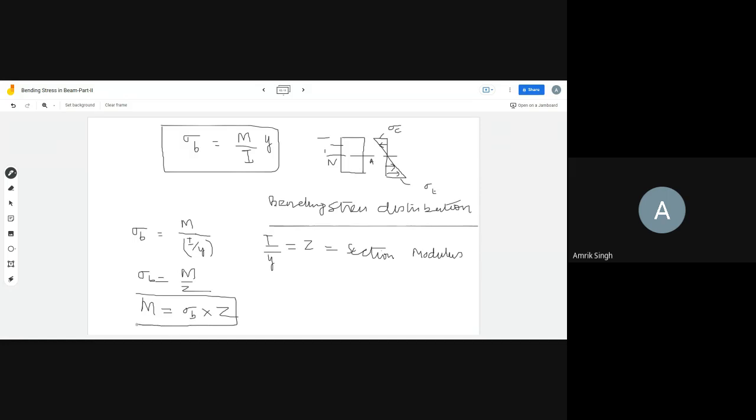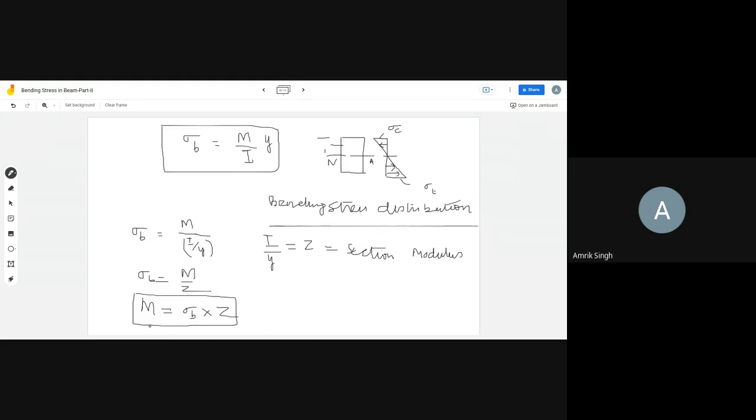So where M is the moment of resistance and Z is the section modulus. So it will depend whether we will take a circular beam or a rectangular beam. That will be decided by the section modulus. Okay?